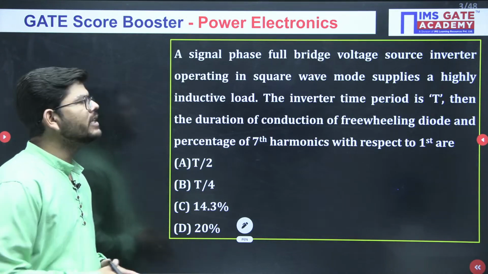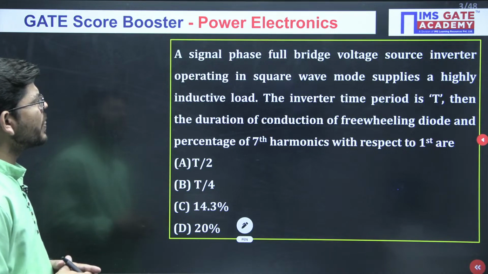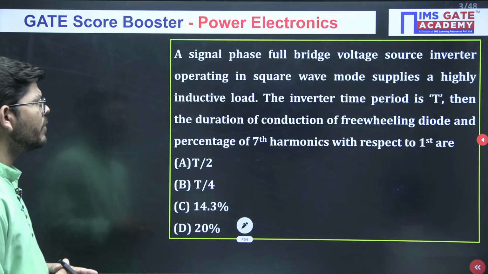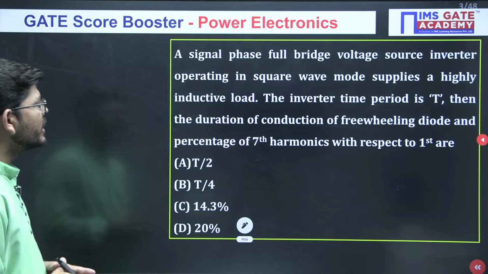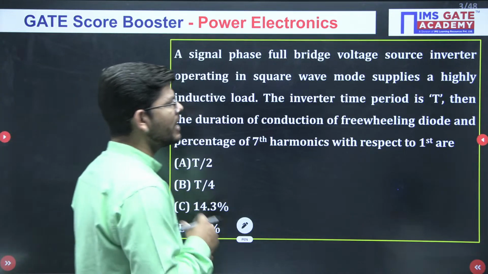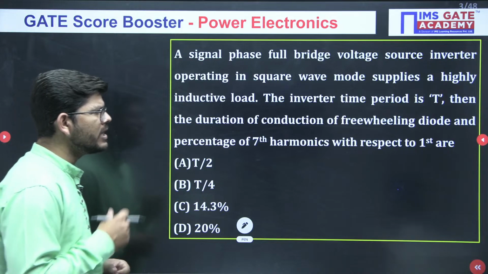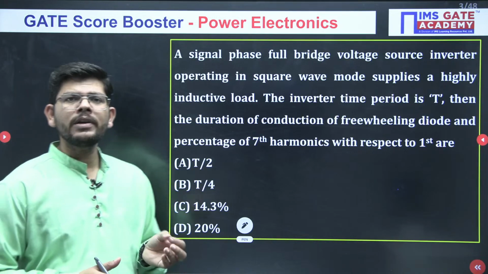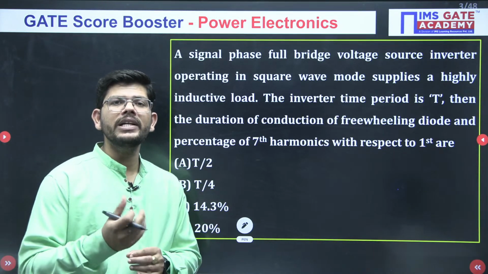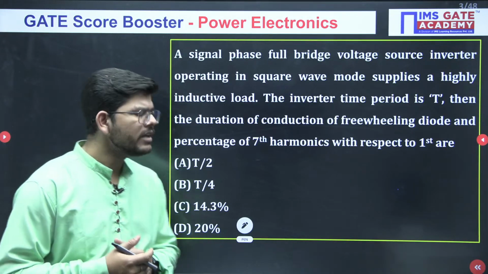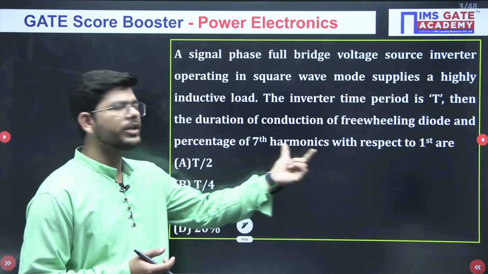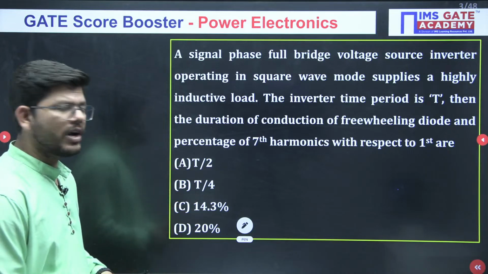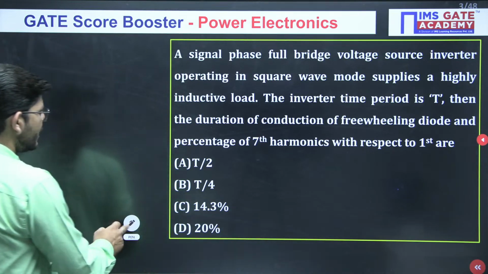What has been said in this question is: a single phase full bridge voltage source inverter operating in square wave mode supplies a highly inductive load. The inverter time period is T, then the duration of conduction of the freewheeling diode and the percentage of seventh harmonic with respect to the first harmonic will be what? So you have to comment on the duration for which the freewheeling diode will conduct, and secondly, you have to calculate the ratio of the seventh harmonic to the first harmonic. This is a kind of MSQ question, and these are the options you have to choose among. So let me give you time first of all.